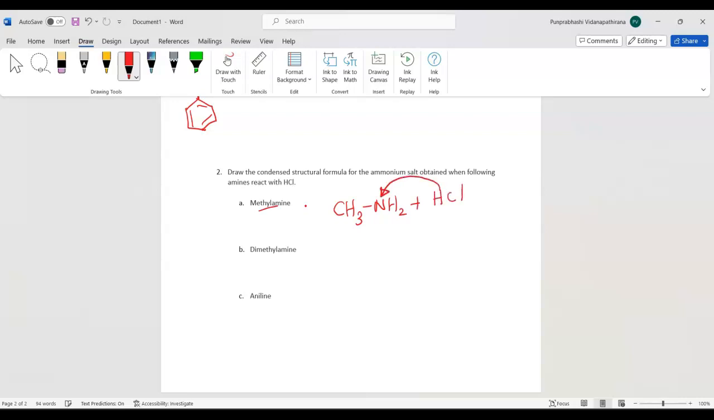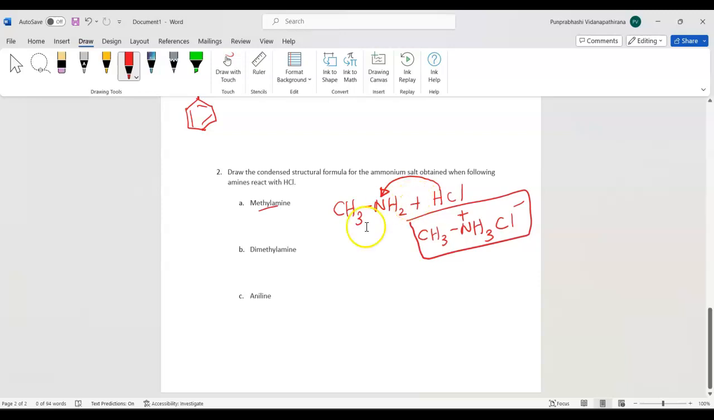So it will just go and bind to the nitrogen atom. Then the product would be CH3NH3. So this is asking for the ammonium salt, right? NH3 plus chloride. So this is the ammonium salt obtained by reacting methylamine with hydrochloric acid.